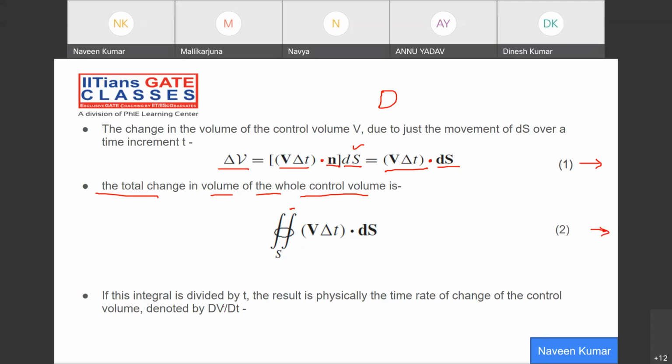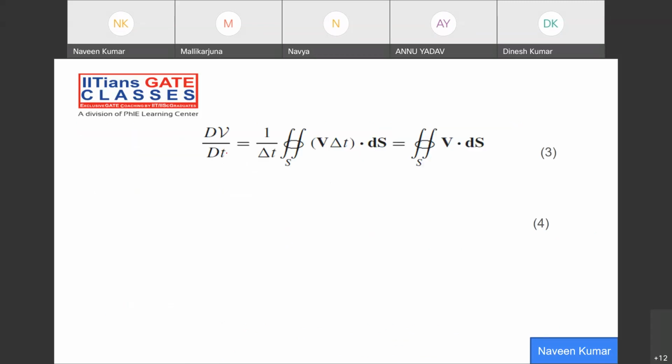If this integral is divided by t, the result is physically the time rate of change of control volume, denoted by dV/dt. I can just do one thing: I'll divide by time, 1 by delta t. So delta t will get cancelled out, and it is the time rate of change of volume, and that would be equal to this surface integral of V dot dS.